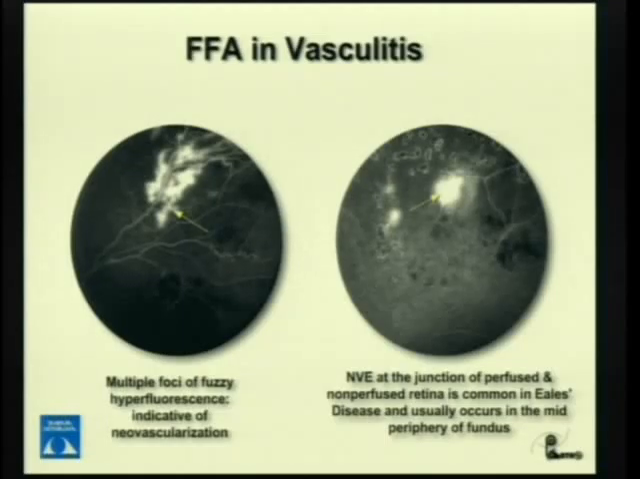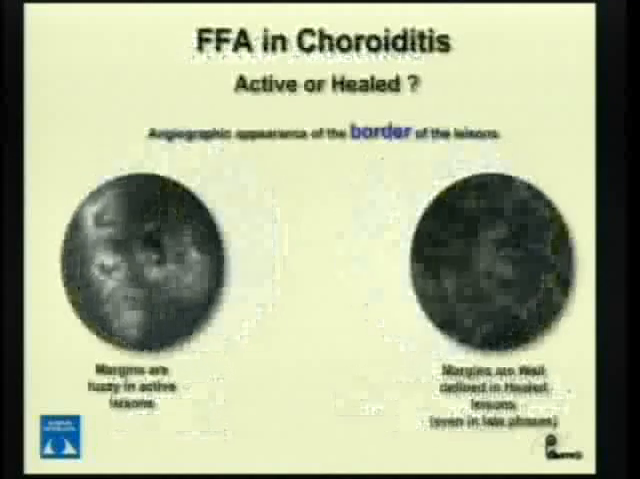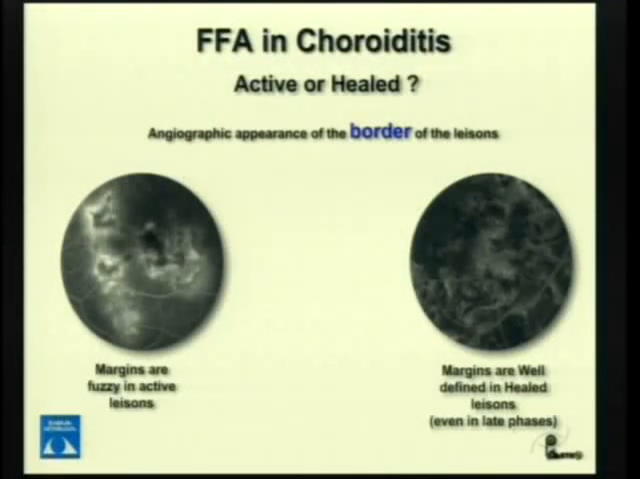And in Eales disease, the neovascularization is commonly seen in between the junction of the perfused and the non-perfused retina. Similarly, in choroiditis also it helps us. You have to just look carefully at the border of the lesions. The margins of these lesions are fuzzy in cases of active choroiditis, whereas the margins are well defined in cases of the healed lesion.